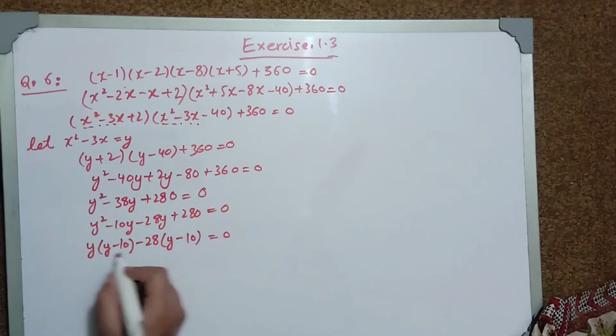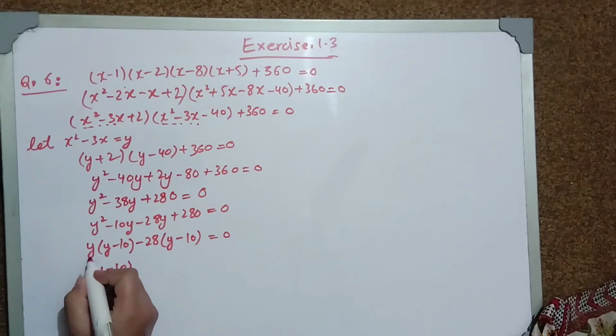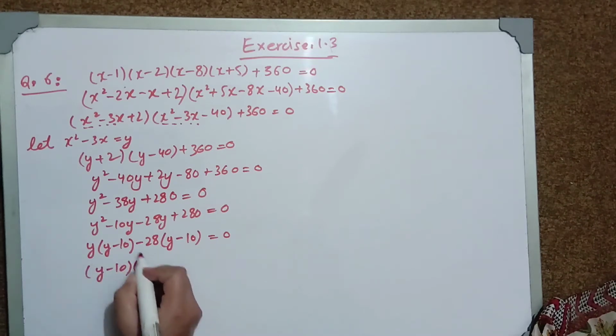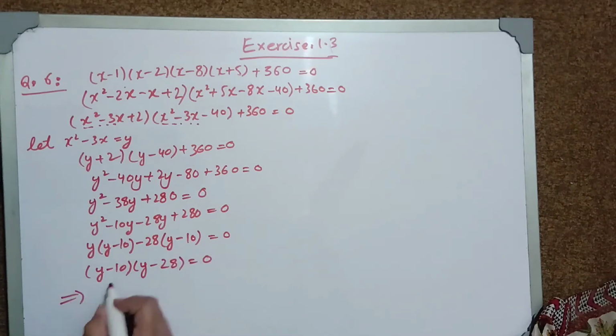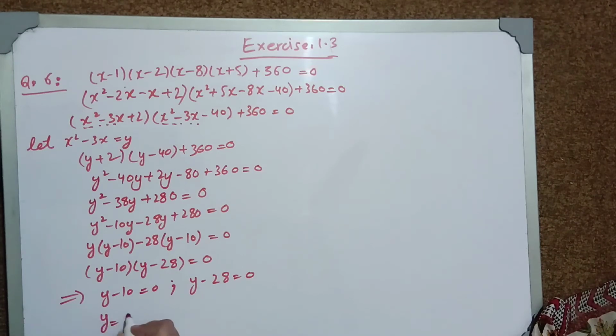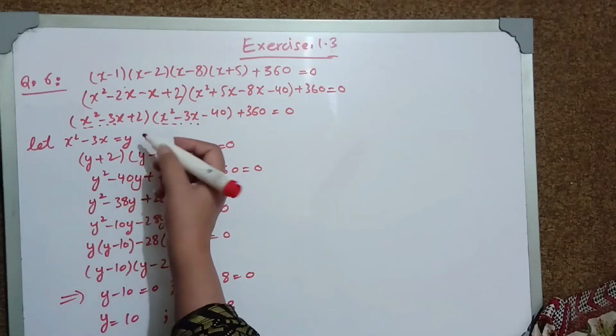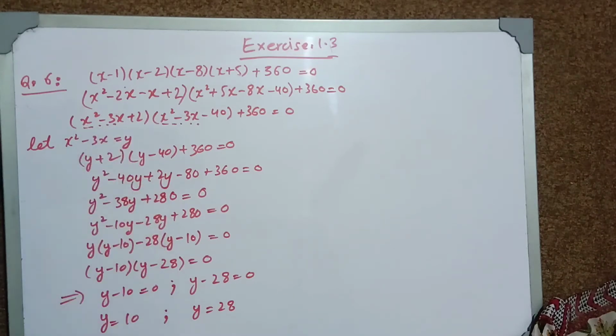Now you can see y minus 10 is common from here. So I'm going to take it common, and here we are left with y and here we're left with minus 28. Now this shows that y minus 10 is equals to 0 and y minus 28 is equals to 0. From here we will get y is equals to 10, and from here we will get y is equals to 28.